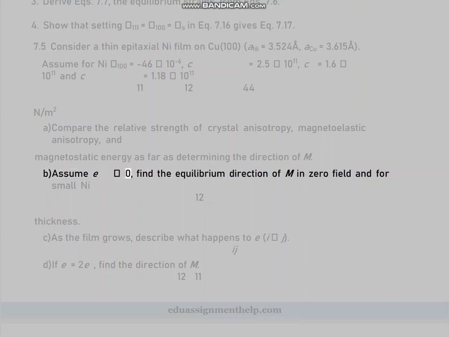B. Assume ε equals 0. Find the equilibrium direction of M in zero field and for small Ni thickness. C. As the film grows, describe what happens to ε. D. If ε equals 2ε, find the direction of M. Discuss.